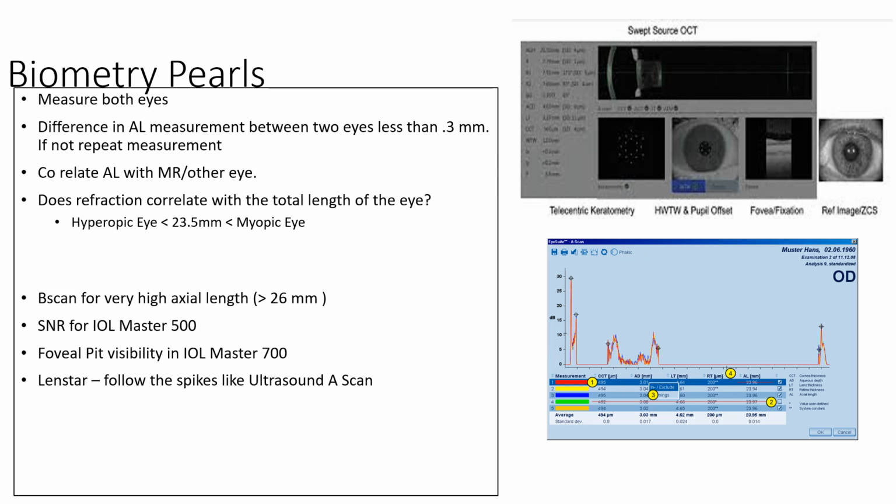The foveal pit visibility in the IOLMaster 700. The IOLMaster 700 has a foveal pit visibility, which should be seen. If the foveal pit is not visible here, then it may mean that the rays of light were not directed to the fovea but somewhere else, and the patient was not fixating. So this is the foveal pit, which is available in the IOLMaster 700.